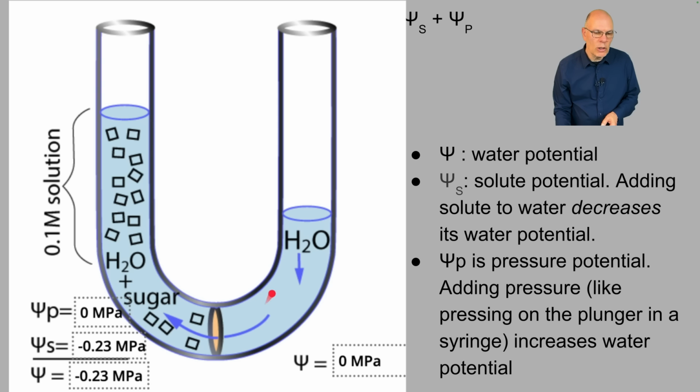The water potential over here is just 0. There's no pressure, there's no solute, so water moves from higher water potential to lower water potential. That's why it's moving from this side of the U-tube to this side.